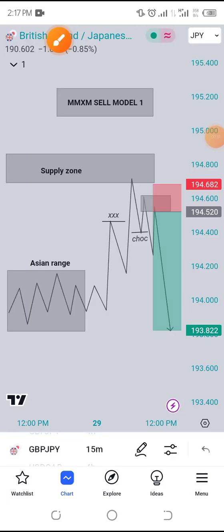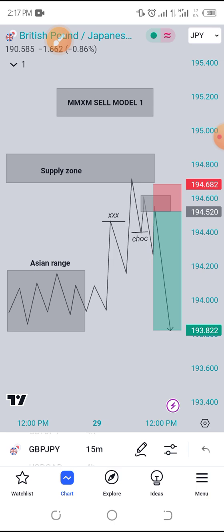Okay guys, so in this particular video I'm going to be showing you how to trade the MMXM sell model 1. If you've not watched the previous video on how to trade the MMXM buy model 1, please go back to my previous videos and watch, so that you can have an understanding of how it works. And if you're not good with knowing market structure and understanding how to apply it to your market analysis, do well to watch my previous videos also. But in this particular video, I'm going to be showing you how to trade the sell model 1 setup.